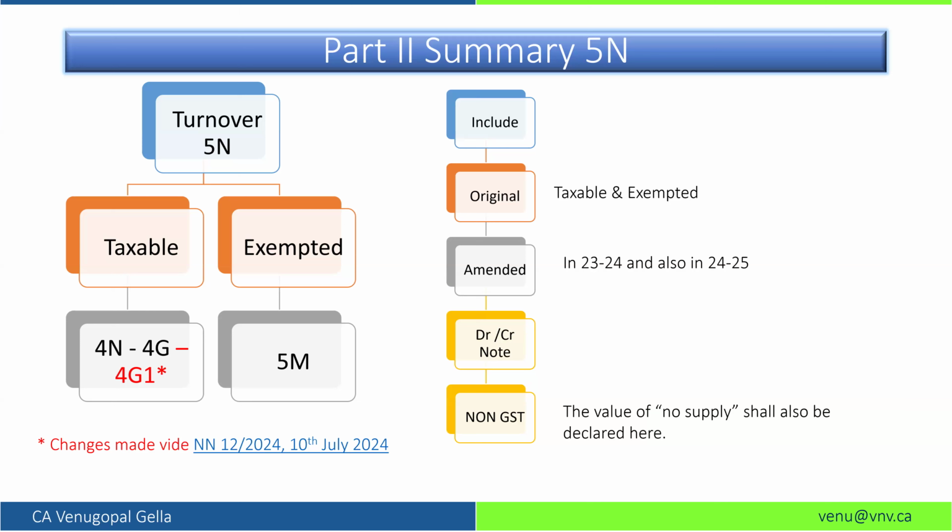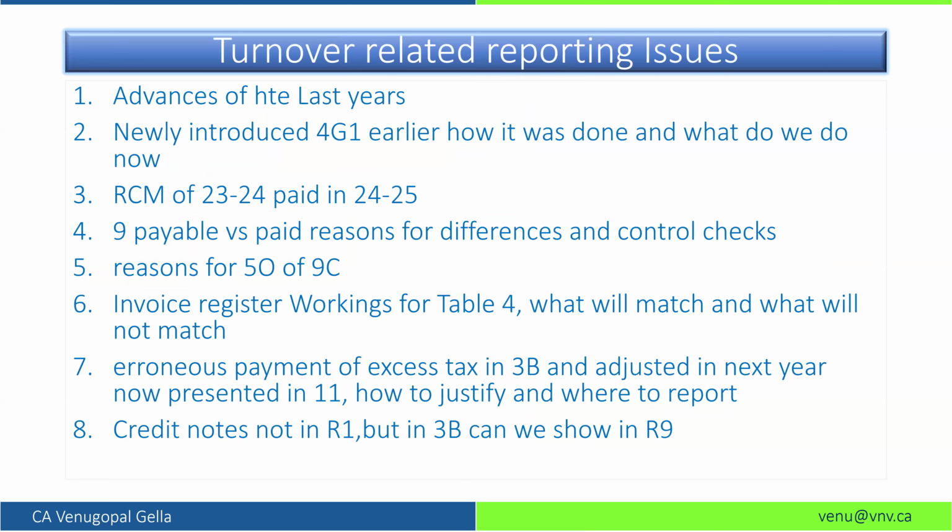My total turnover, if I have to match, it is 5N. 5N is taxable, which is 4N minus 4G, 4G1, exempted 5M. So 5M plus 4N minus 4G, 4G1 is what we will be getting the total turnover. Now, these table numbers and subtable numbers are mandatory. Everyone should be aware of. Only then when we are validating, asking what is done, it would be easy that this is checked.